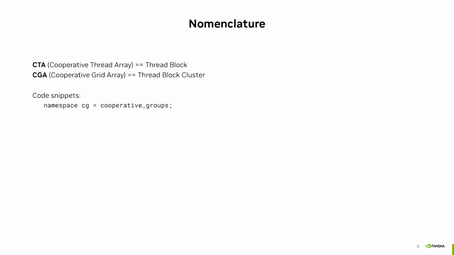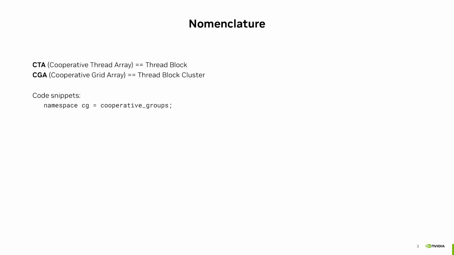First, let me say a few words on the terminology. In this talk, I'll use interchangeably CTA abbreviation, which is a synonym for a thread block, and CJ abbreviation, which is a synonym for a thread block cluster. Also, in the code snippets, I'll abbreviate namespace cooperative groups by a commonly used abbreviation CG.